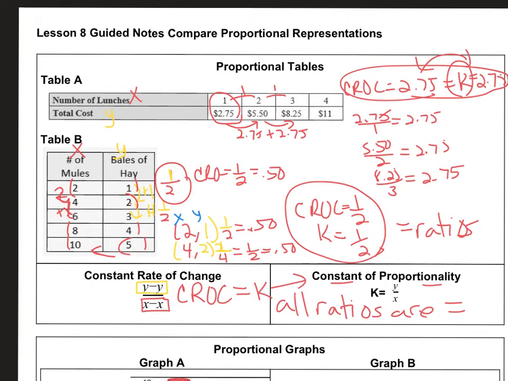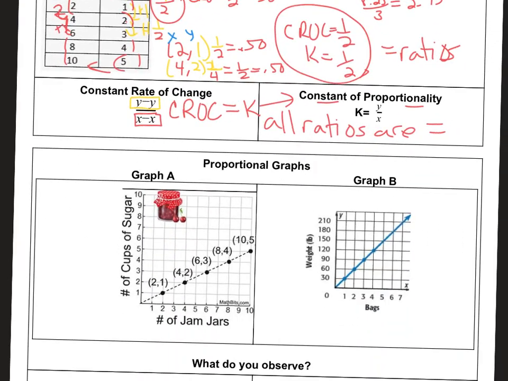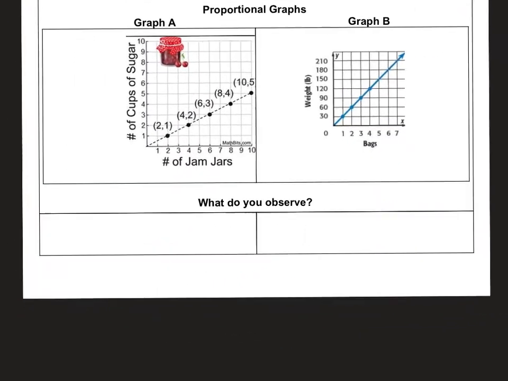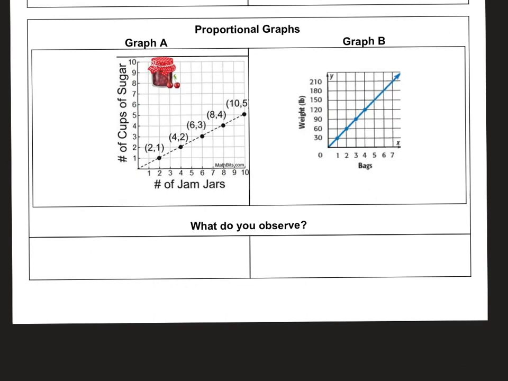Now let's look at 2 graphs that we looked at that were actually proportional. Once again, I always look to see if these are lines, and they both are. I'm dealing with 2 linear situations, but most importantly, I need your eyes right here. Is (0, 0) a part of each and every single graph? And it is. 0 bags are going to weigh 0 pounds.